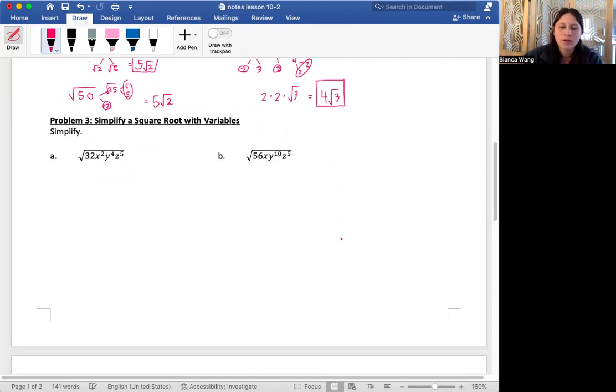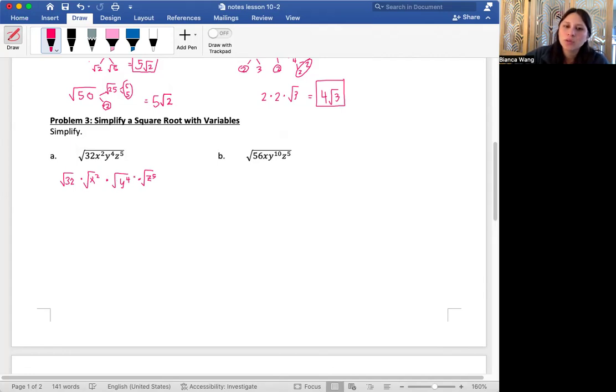What do we do when we have a square root with variables? Okay, so again, you can break these up into each individual square root. So what I have is square root of 32 times x to the second power, square rooted, times square root of y to the fourth power, times square root of z to the fifth power. So we're going to go back to this idea of square roots, I guess, of a power.